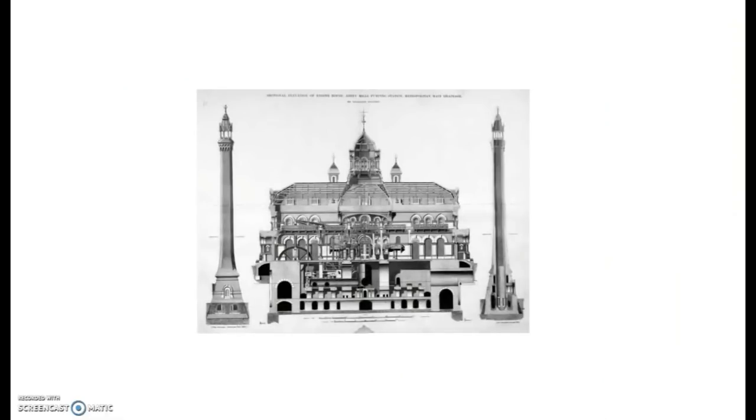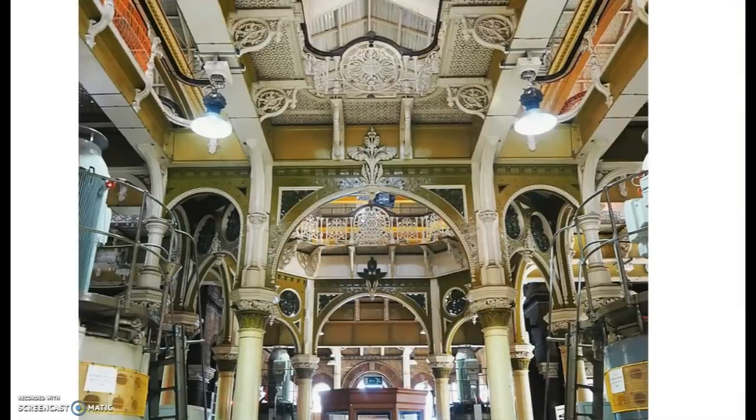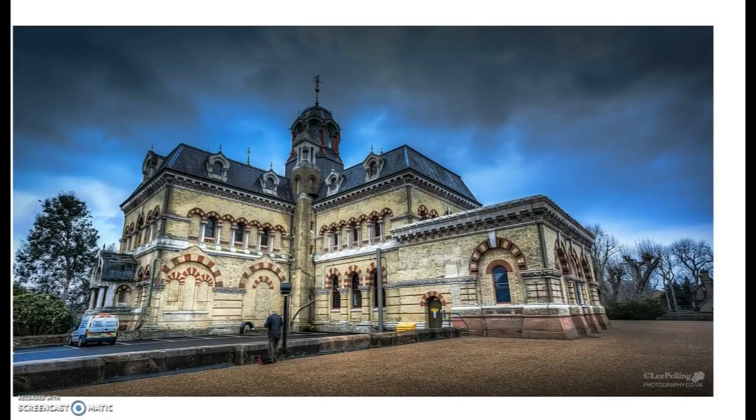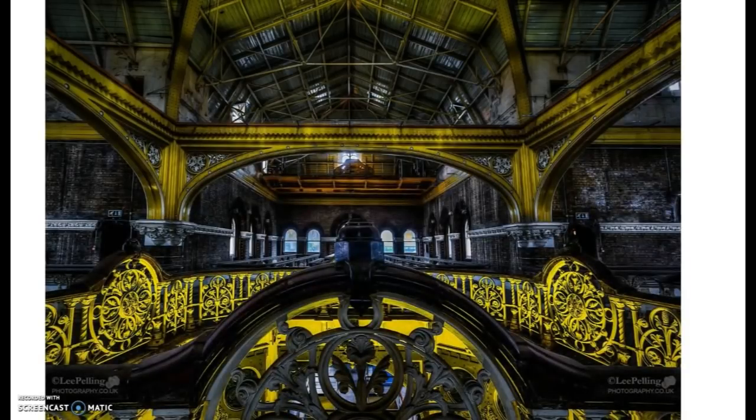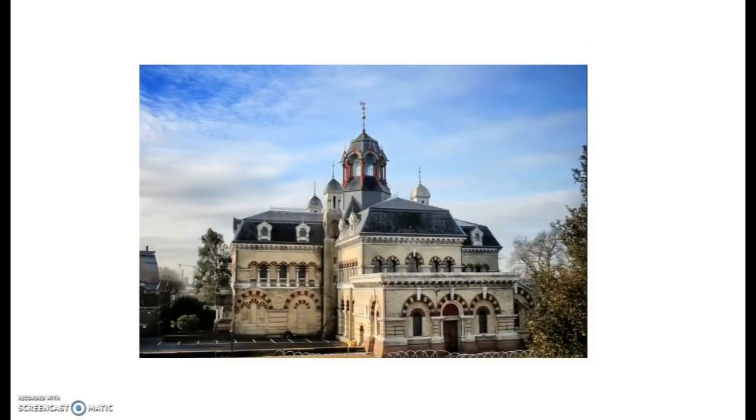You know, this place is absolutely out of this world. Look at it. And it's a pumping station. And I don't believe that the Victorians built this. I really don't. It's just a breathtaking building. I mean, this is the inside of it. It's just crazy.